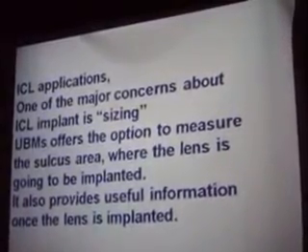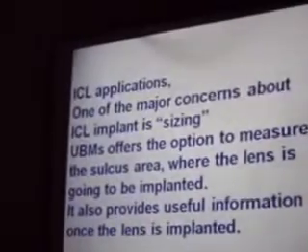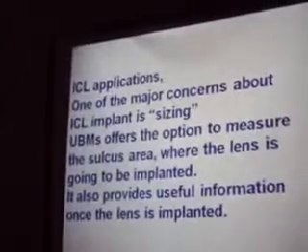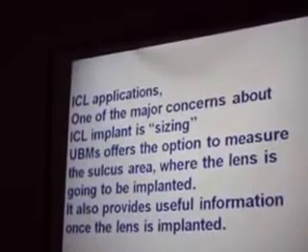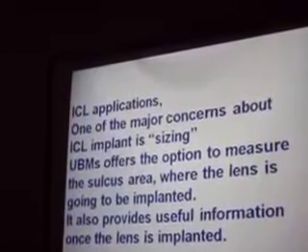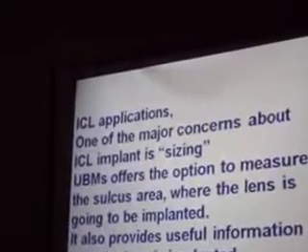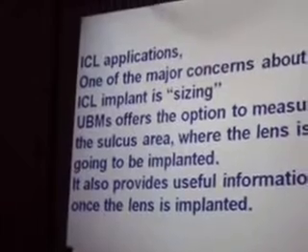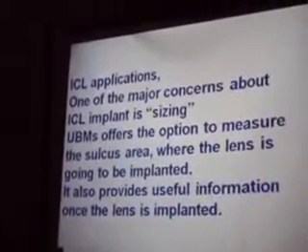There is no correspondence on this measurement with the sulcus to sulcus where the lens is going to be implanted. That means that if we have been measuring, or they have been measuring, in the wrong way. This is why UBM permits us to see the size between sulcus to sulcus. And this is what we will be showing you now.